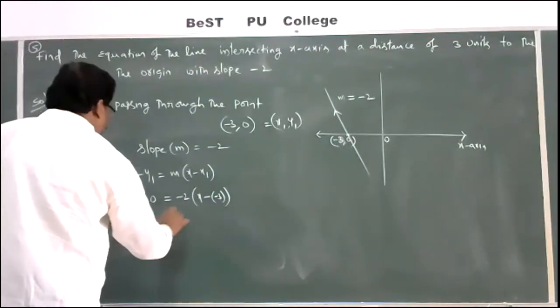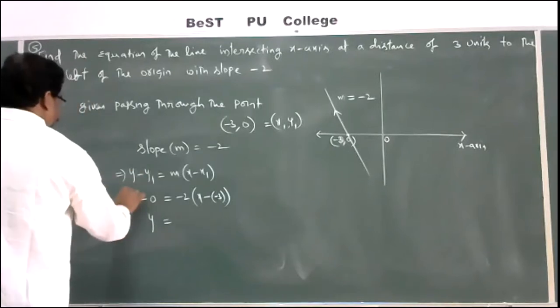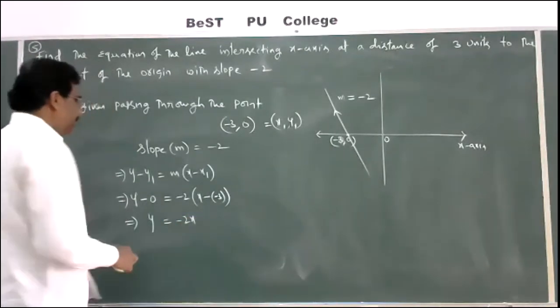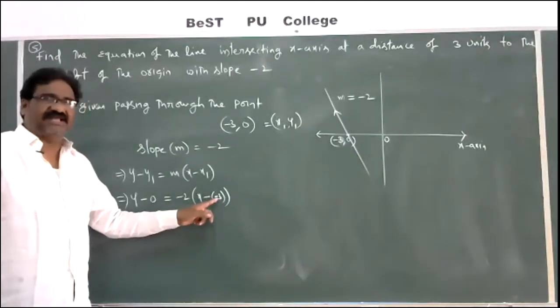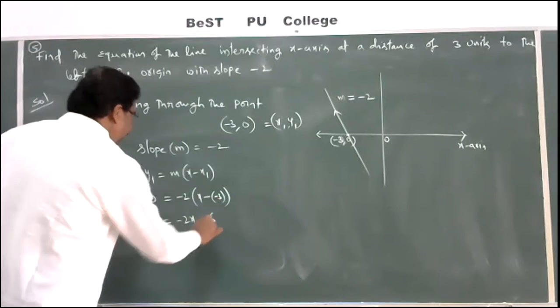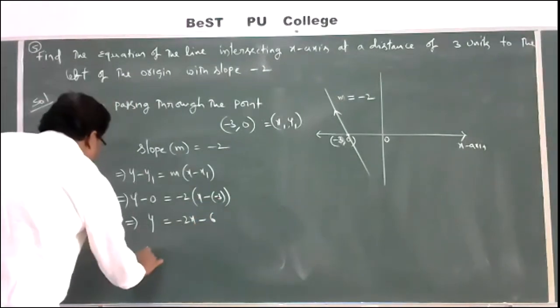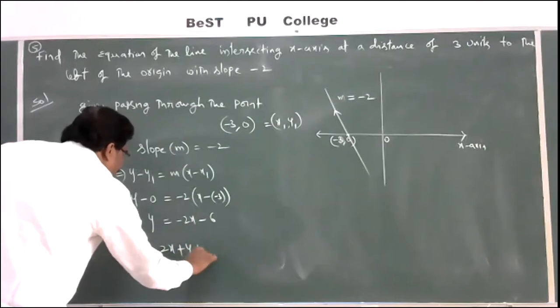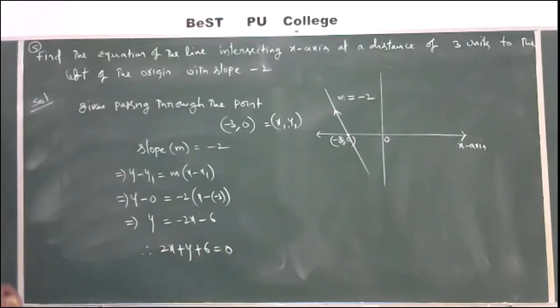So here y is equal to -2x. Yeah, this is minus into minus, plus 3 into -2, which is -6. Therefore, you bring these two terms to this side. That is 2x plus y plus 6 is equal to 0. That's the required equation of the line.